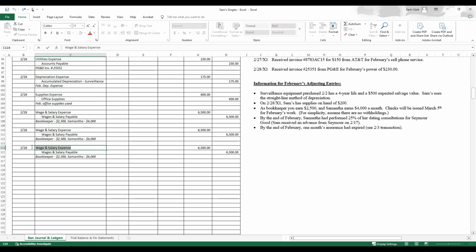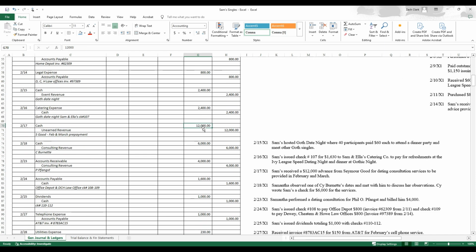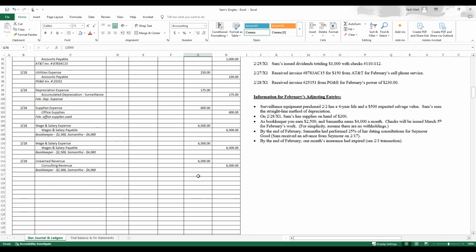So we're going to reduce the unearned revenue liability, and we're going to increase consulting revenue by, it says by 25% of the total deposit amount, which was 12,000. So 1/4 of 12,000 is 3,000. So we've earned $3,000, and we'll say 25% S good revenue earned.